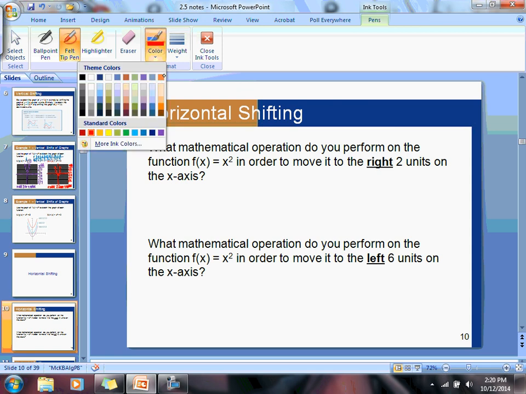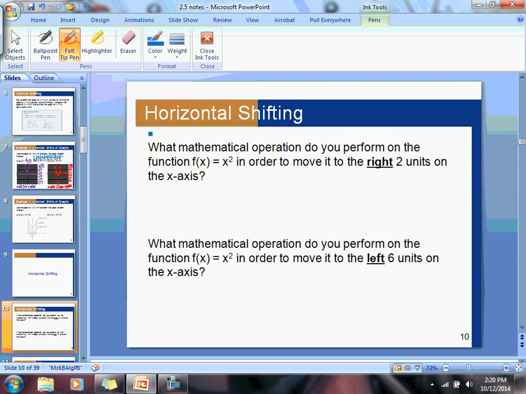Now the actual operation that we're going to be performing, you'd think if you want to move it to the right, you have to add. But actually, we're going to subtract. Because here, if we want to move on the x-axis, I have to do that subtraction to my x value. So I would have to do x minus 2 squared in order to move the graph to the right 2 units on the x-axis.